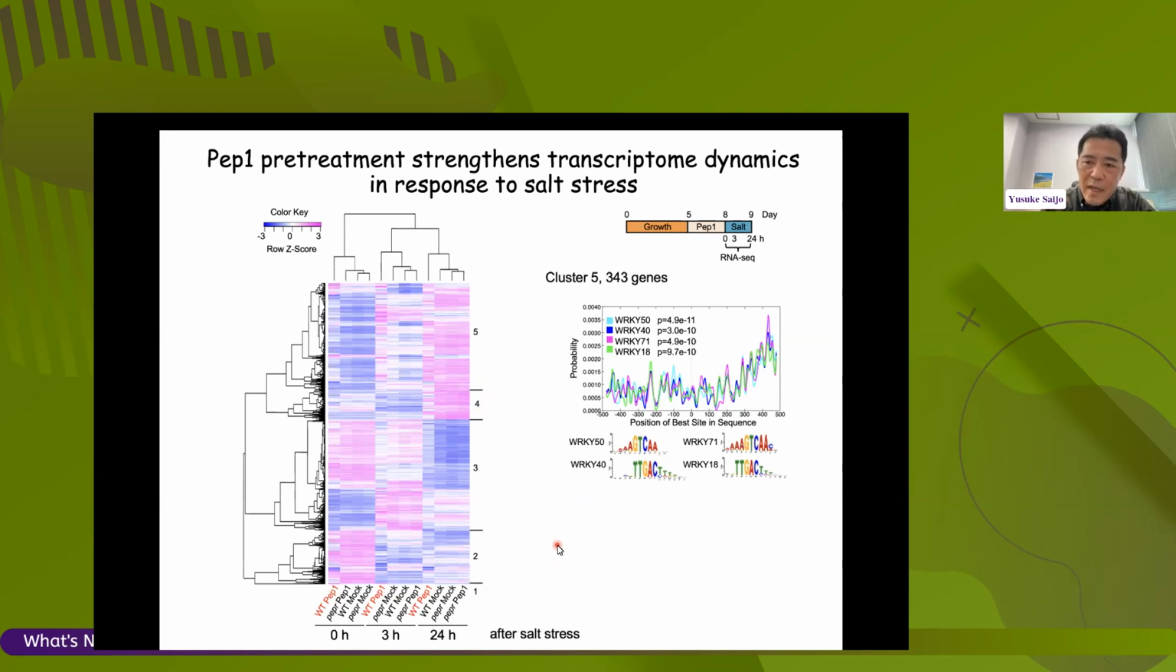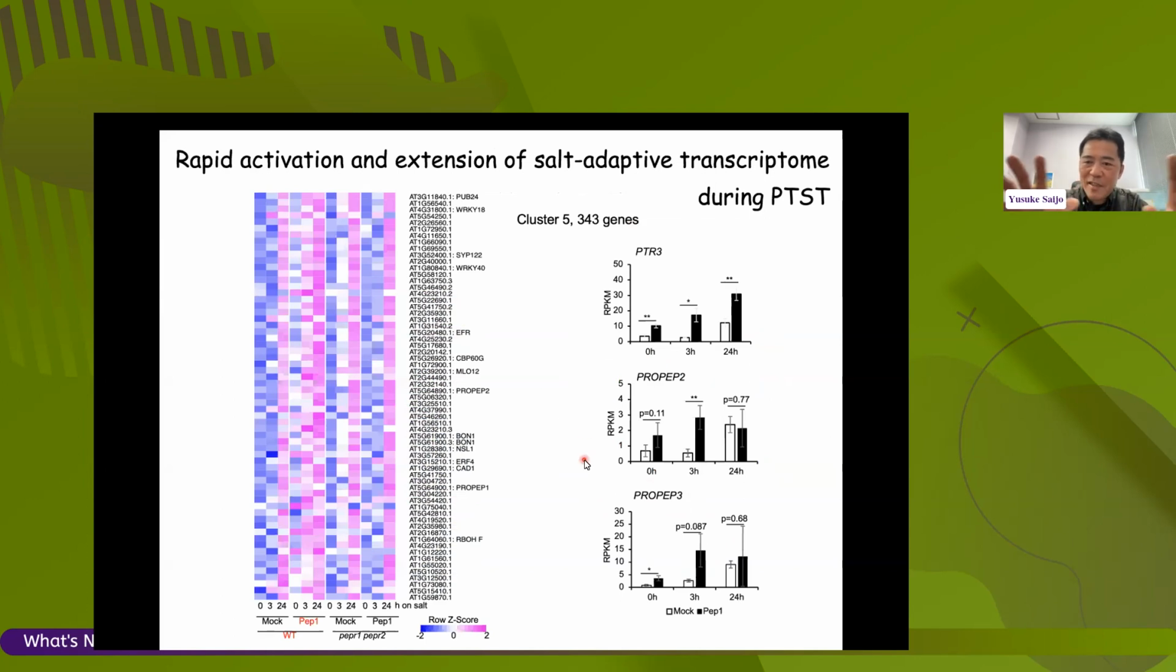And then when we look at which cis elements are overrepresented in the 1 kilobase sequences upstream of the transcription start sites for these genes, the database search found a high enrichment, particularly of the WRKY class of transcription factors, and we took particular interest in WRKY40 and WRKY18.